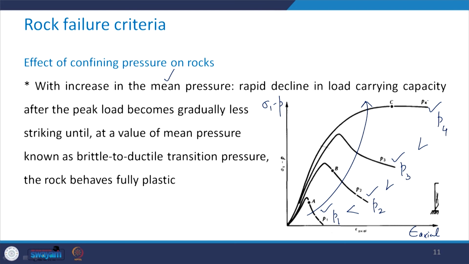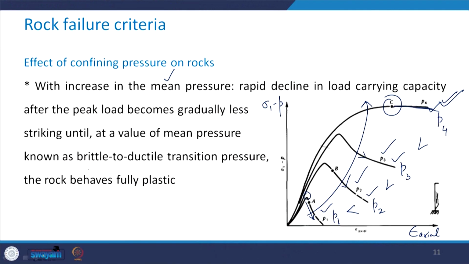Now what is the observation? Take a look at these 4 plots. When this mean pressure is small, you can see that after the peak, that means this location, there is a sudden reduction in the stress strain plot. Then as you increase the mean pressure, when you go to P2, you can see that the slope of this post peak part reduces. When you increase it further, to P3, this slope gets even milder, and a stage will come where after the peak the branch does not come down but goes like this.